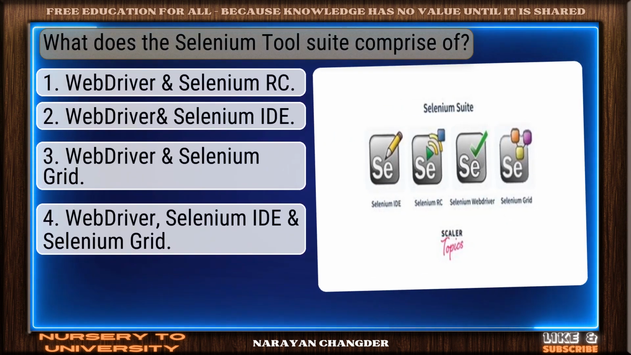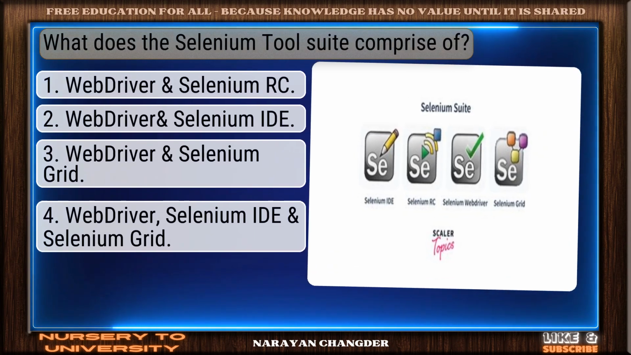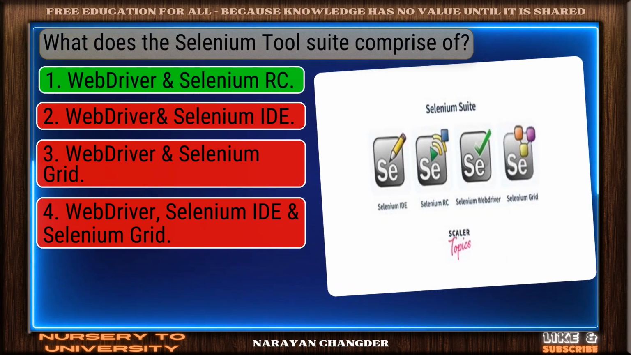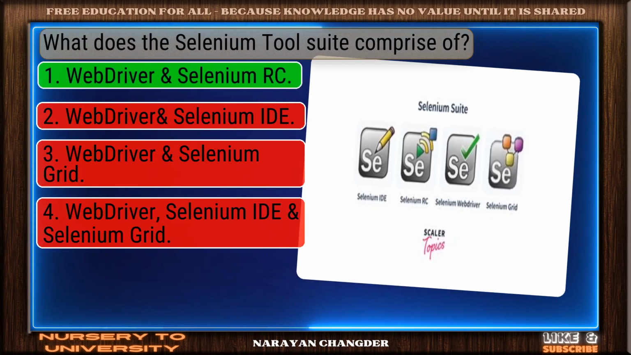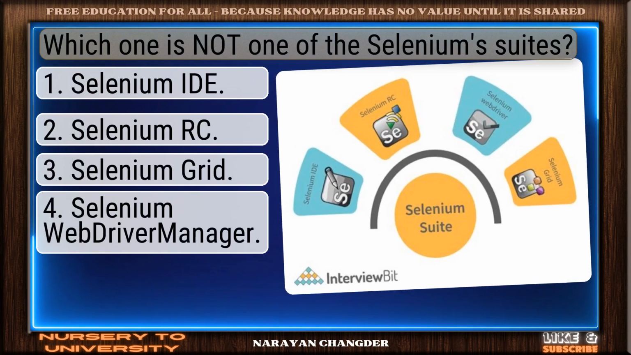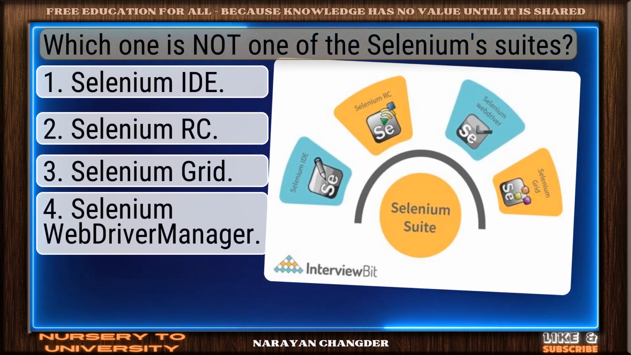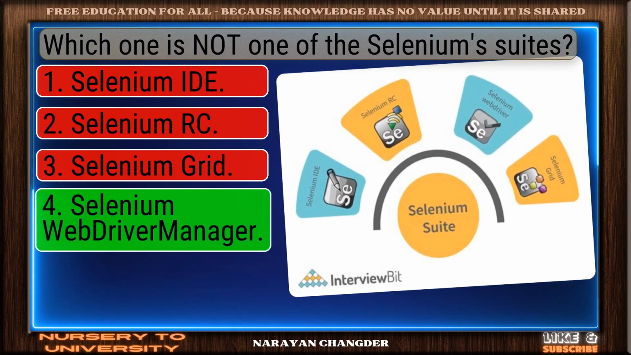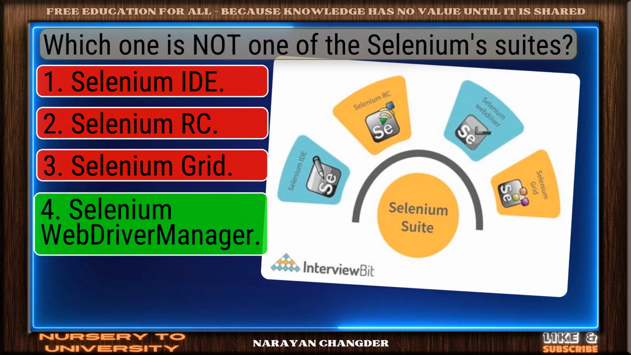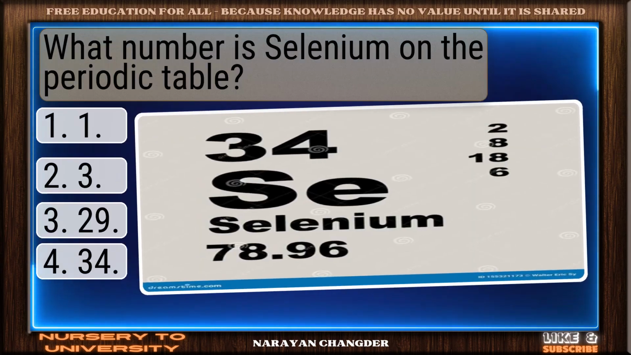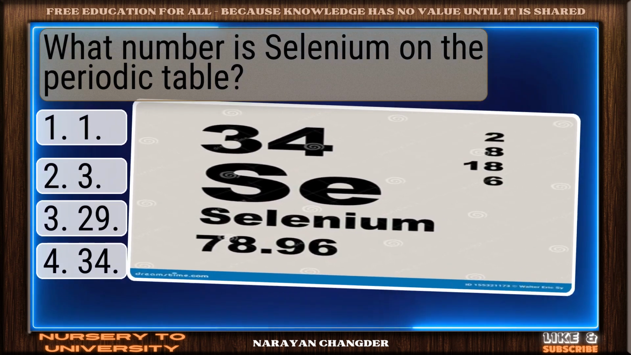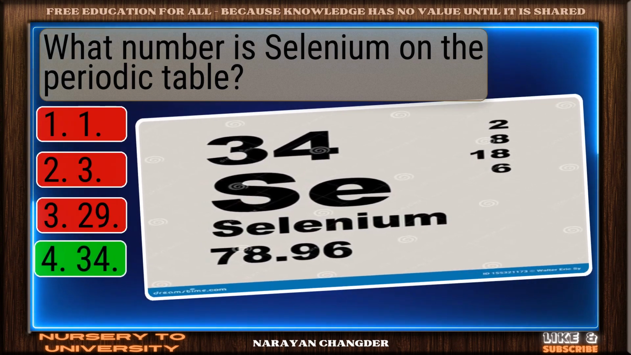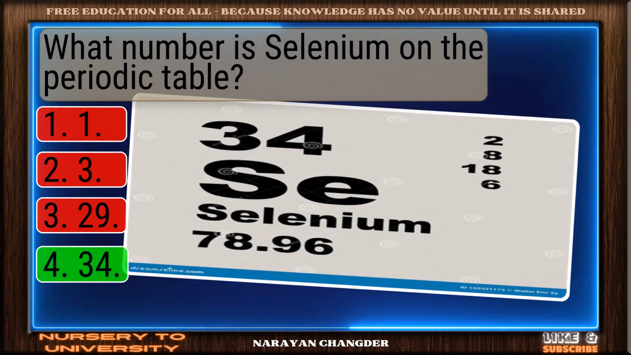Question number 43. What does the Selenium tool suite comprise of? Right again. WebDriver and Selenium RC is a valid answer. Question number 44. Which one is not one of the Selenium suites? Good thinking. Selenium WebDriver Manager is the right answer. Question number 45. What number is selenium on the periodic table? Excellent. 34 is a brilliant choice.